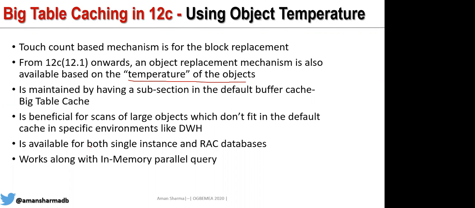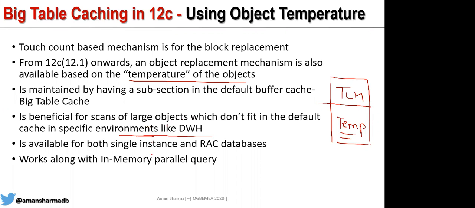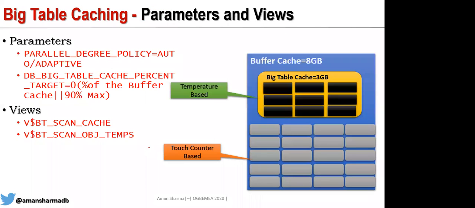So we are going to have this temperature now. There is a separate section in the buffer cache, which means one chunk is maintained for touch count, and the second chunk is maintained for temperature. They maintain a value which is exposed in a view. That temperature is checked for objects which you do not want to maintain by the touch counter. Again, this is done for environments where the table size is very, very large, such as data warehouse environments. It is available for parallel query, in memory, and RAC.